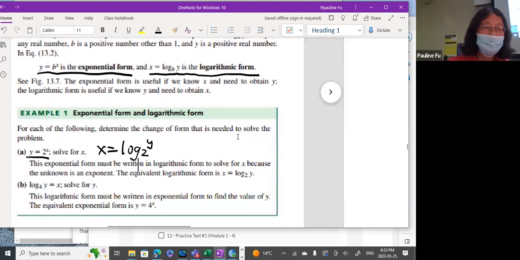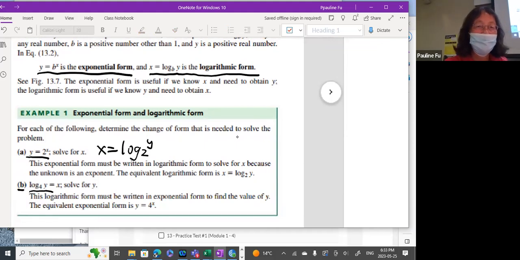Question B, if log 4 y equal to x, solve for y. Then it would be y equals 4 to the power of x. Perfect. So make sure you do example one. This is the starting point showing the relationship between logarithmic function and exponential function. Just play around with the letters. Questions?